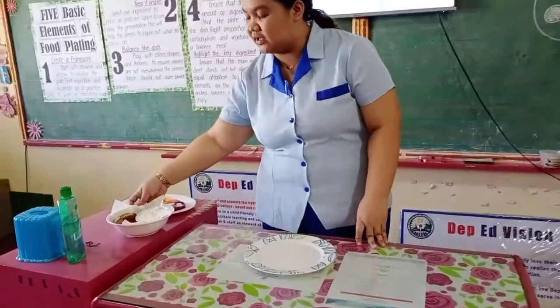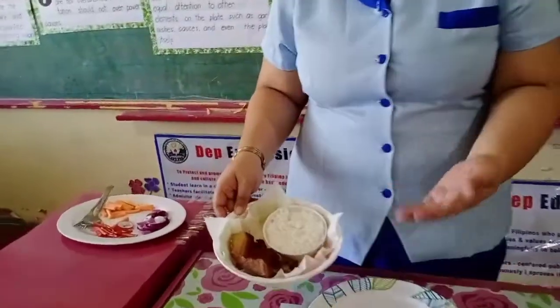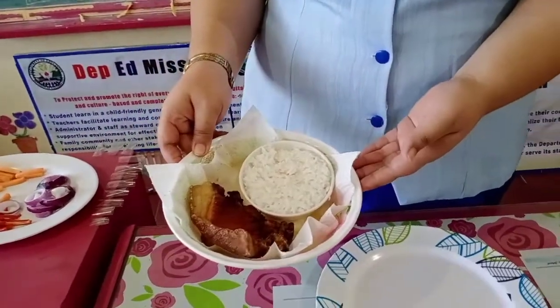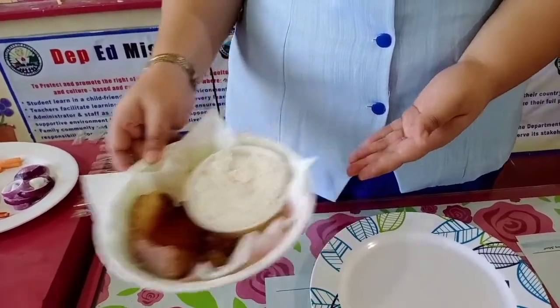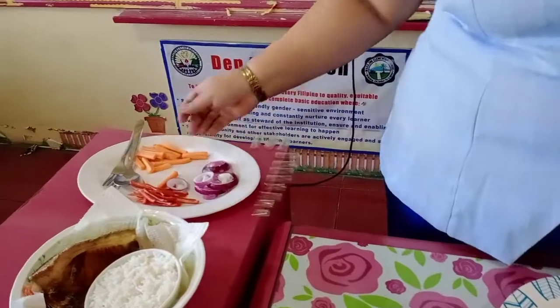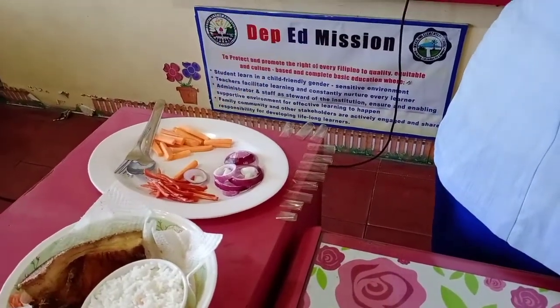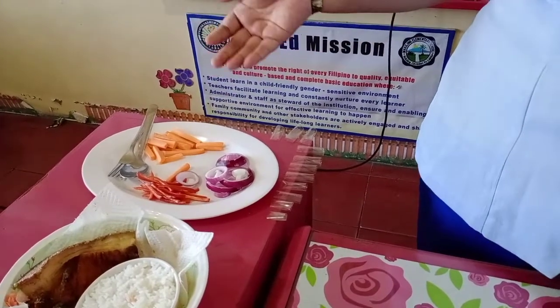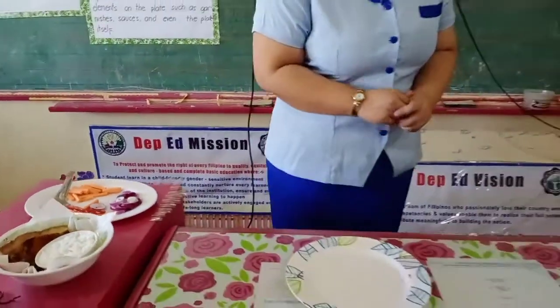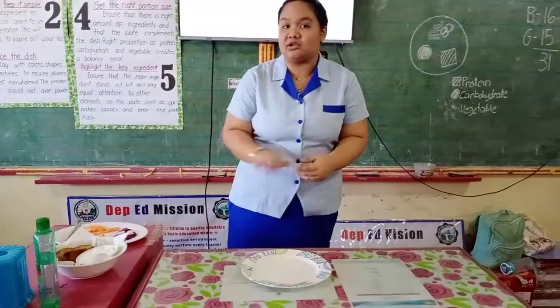We have the pork chop for our protein. We have the rice for our carbohydrates. And of course, we have different kinds of side dishes for vegetables. We have blanched carrots, blanched bell pepper, and of course, the onions. So let's try to put our framework into reality.